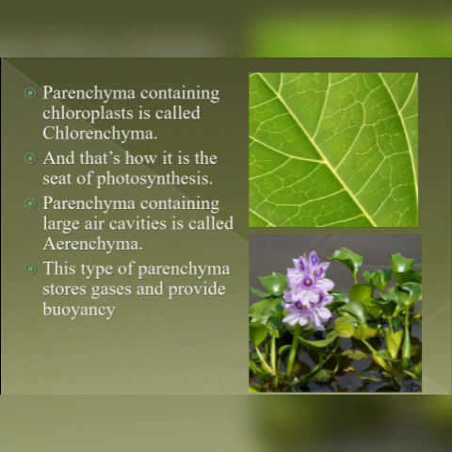This is the figure of Eichhornia crassipes, which is commonly known as water hyacinth. And these types of plants, aquatic plants, with the help of parenchyma, float on water.